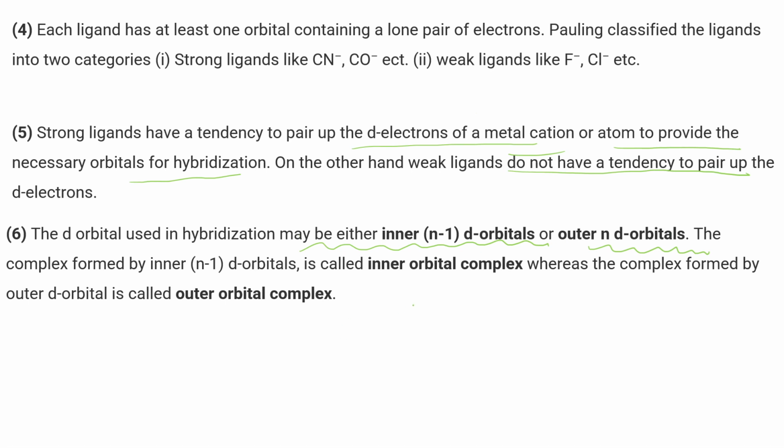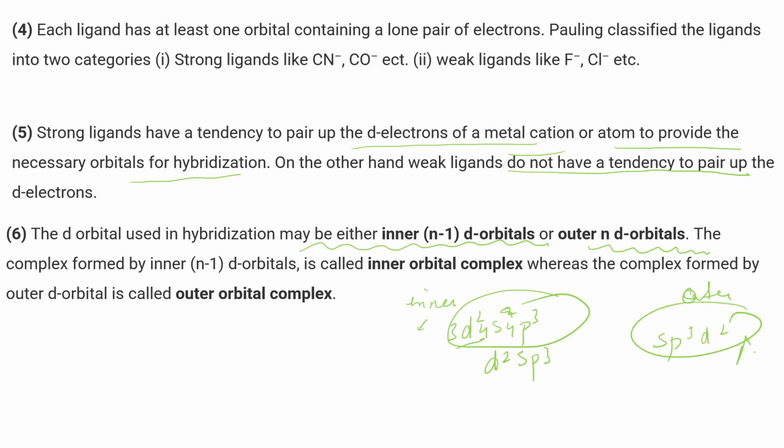As I said, for the inner orbital complexes, the hybridization was 3d2 4s 4p3, that is d2sp3. Okay, the inner d orbitals were used. For the outer ones, actually the 4d orbital was being used, sp3d2. So this is the difference. The outer one is formed by the weak field ligands that are not strong enough to cause pairing, while the inner one is formed by the strong field ligands.